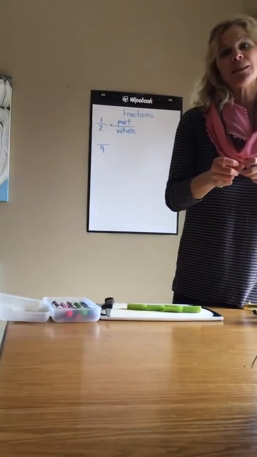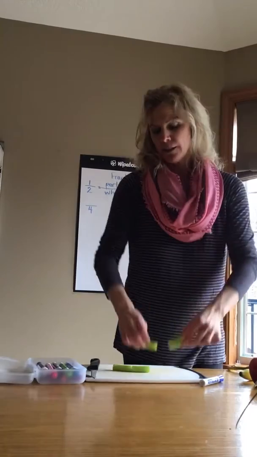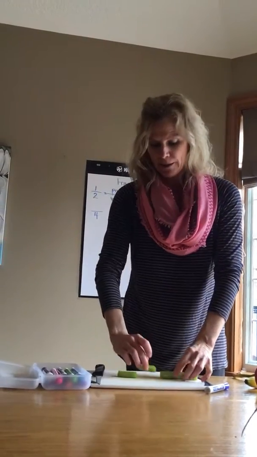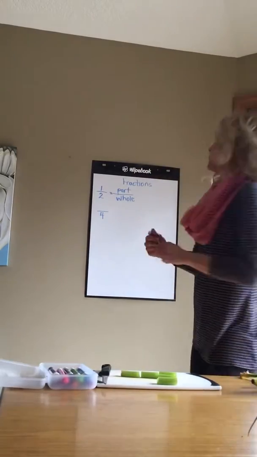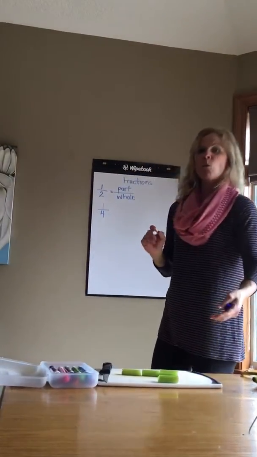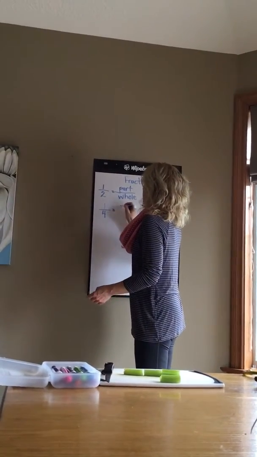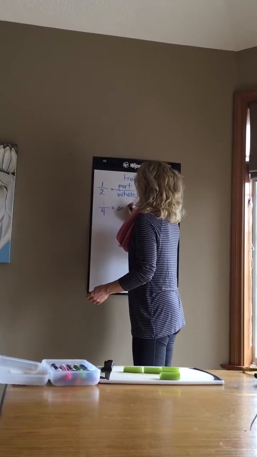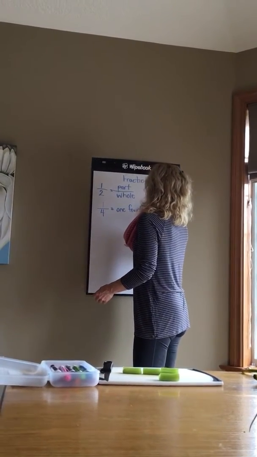And then if I was saying how much am I offering you, I might offer you just one piece, or I might offer you two pieces, or I might offer you three pieces. So if I offered you the one piece, the part would go on the top. I was offering you one out of the four. And another way we might say that is 1/4.